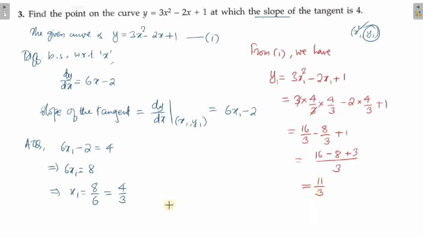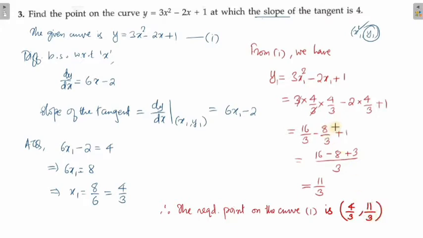Therefore the required point on the curve 1 is x1 is 4 by 3, comma y1 is 11 by 3. So this is how we need to do this kind of sum, right? We have some more problems of similar kind, we'll see that later. You may pause the video and note down your solution. Let's move to the next question.